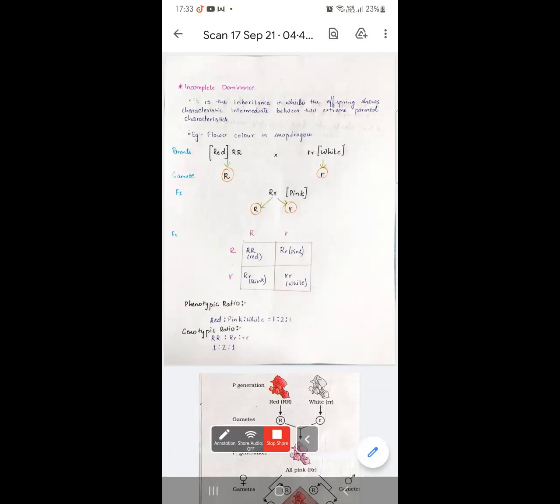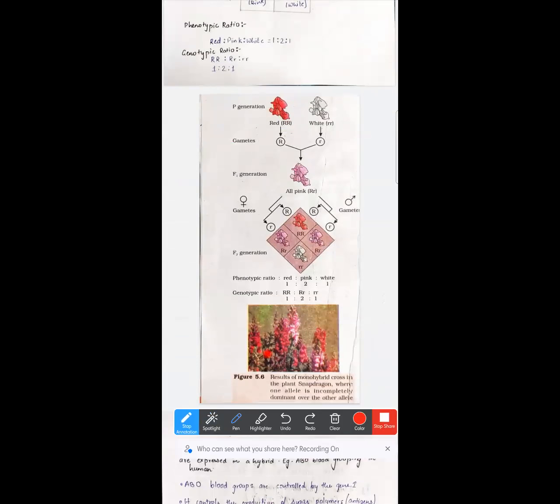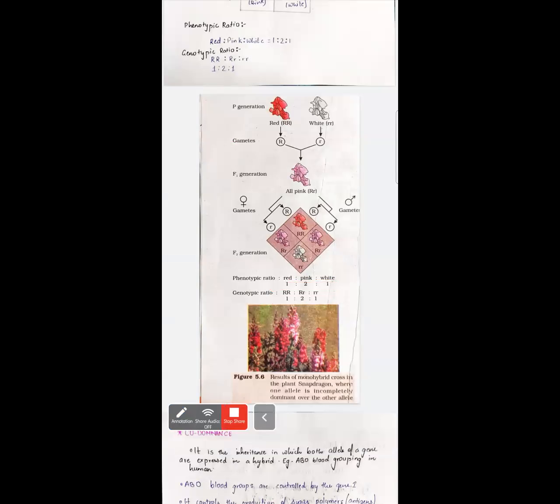So this does not follow Mendel's law. We can see that here red and white give us pink. On selfing, in F2 generation we get 1 red, 2 pink and 1 white. The phenotypic ratio is 1:2:1, and the genotypic ratio is also 1:2:1. That is, we can say that in incomplete dominance, the phenotypic ratio and genotypic ratio are equal.